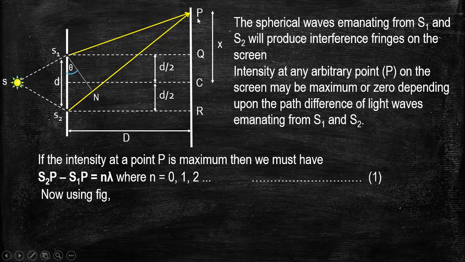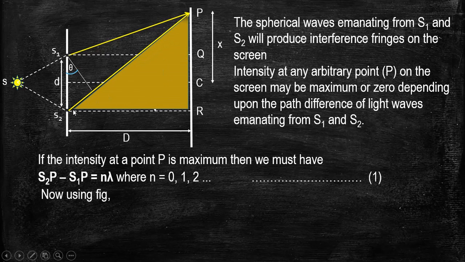Using the theory of interference, we get maximum intensity at this point P if the path difference is an integral multiple of lambda. So what is the path difference? S2P minus S1P is nothing but the path difference, which equals n lambda. n can take 0, 1, 2 and so on values. If you consider this triangle S2PR and apply the Pythagoras theorem, then S2P square equals S2R square plus PR square. I am taking this value now, S2P square minus S1P square.